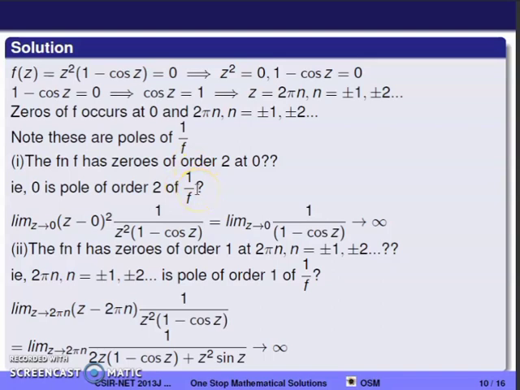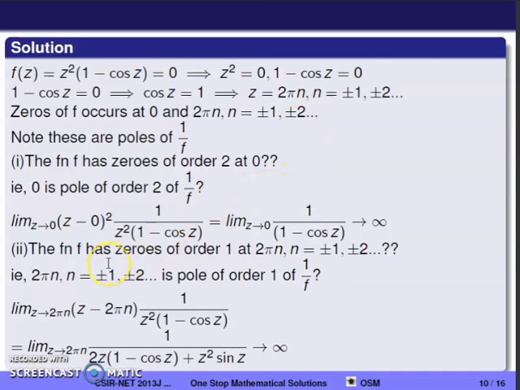To find the order of the pole, I am using the last concept. So limit z tends to z naught, z minus 0 whole square into 1 by z square into 1 minus cos z. When we substitute directly, we are getting 0 by 0 form. So I am using L'Hospital rule. So we'll get limit z tends to 0 of 1 by 1 minus cos z. When I apply limits here, I am getting it as infinite. So it is not a finite number, so this option cannot be true.